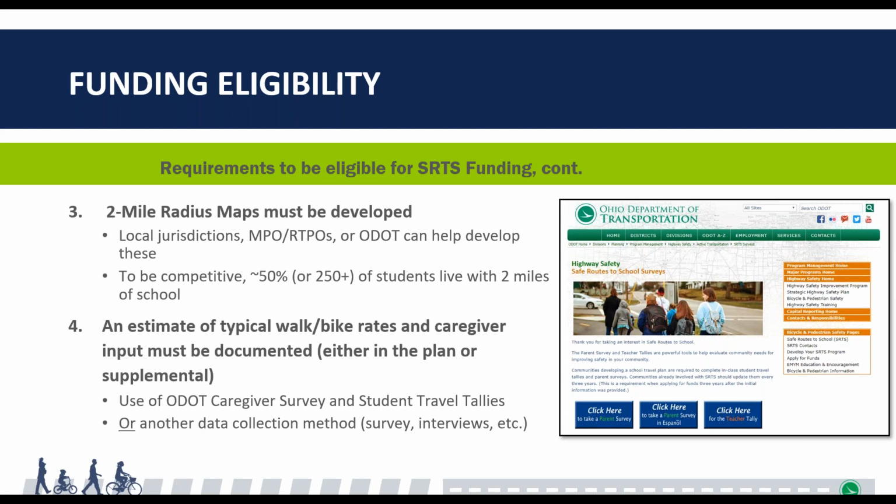And when you're done promoting them, ODOT will send you the raw data as well as an analysis of the data and some other tools to help you evaluate further. So that's an option. But at the end of the day, again, what you need to document is current rates of walking and biking and feedback from parents or caregivers about having their kids walking back to school. What are the challenges? Are you supportive of it? Do they ask permission to do it? What are your concerns? Things like that.